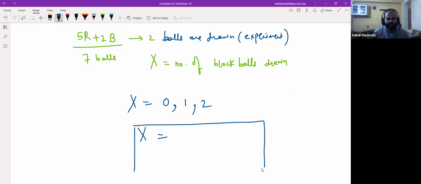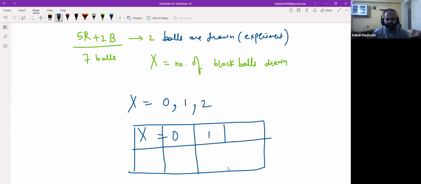So we make a table here. In the upper portion of the table, we put the values of X which are possible, and in the lower portion, the probability distribution, we find probabilities. The total number of ways is the same for all of them. That is the number of ways in which two balls are drawn out of seven balls. So that will be 7C2.